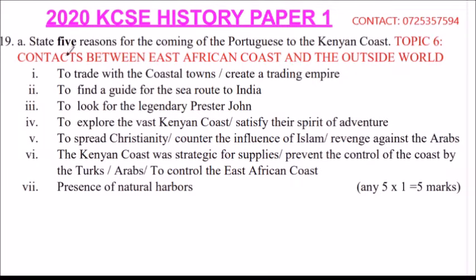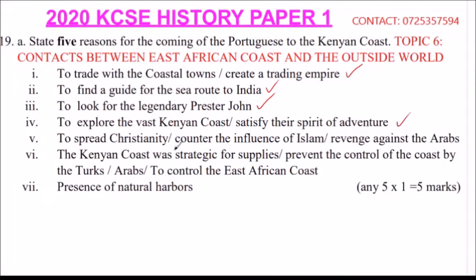We are told to state 5 reasons for the coming of the Portuguese to the Kenyan coast. Roman number 1, to trade with the coastal towns, creating a trading empire. Number 2, to find a sea route to India, the East Indies to be specific. Number 3, to look for the legendary Prester John. Number 4, to explore the vast Kenyan coast and satisfy their spirit of adventure.